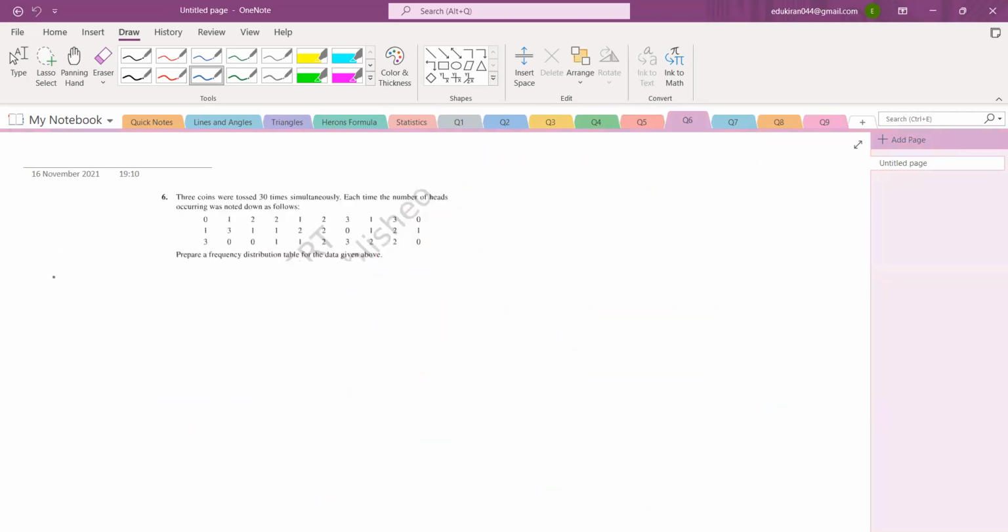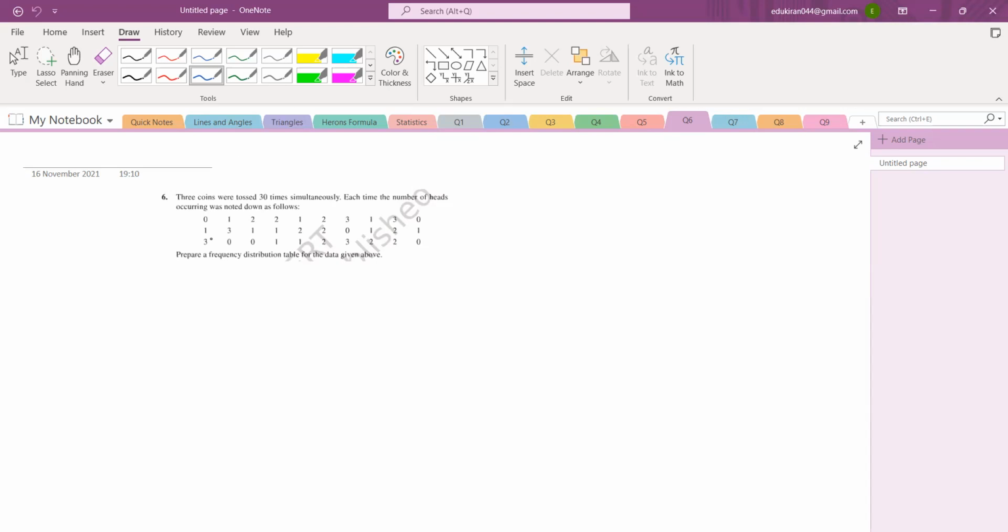Now, it says that 3 coins were tossed 30 times simultaneously. So you have 3 coins. Let's assume every coin is a 1 rupee coin. You have 3 1 rupee coins. So every coin has 2 sides. One is called head and one is called tail, right? So simultaneously, all the 3 were tossed. Each time, the number of heads occurring was noted down as follows.